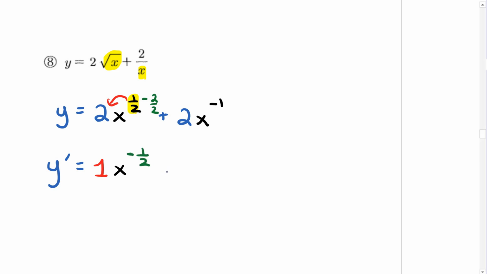And then I have a plus. Now I have a negative 1 multiplying on the positive 2, so that's going to be a negative 2. x to the power of minus 1, and then negative 2 there.